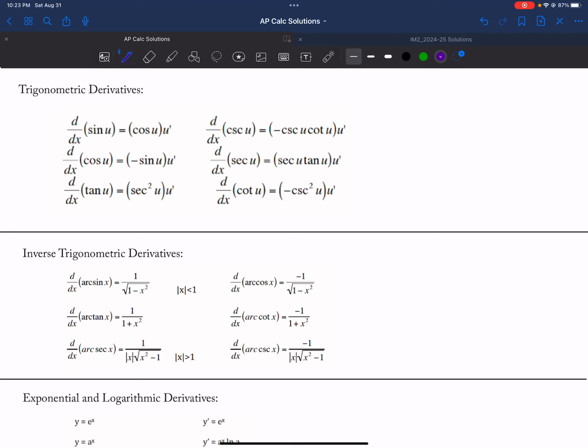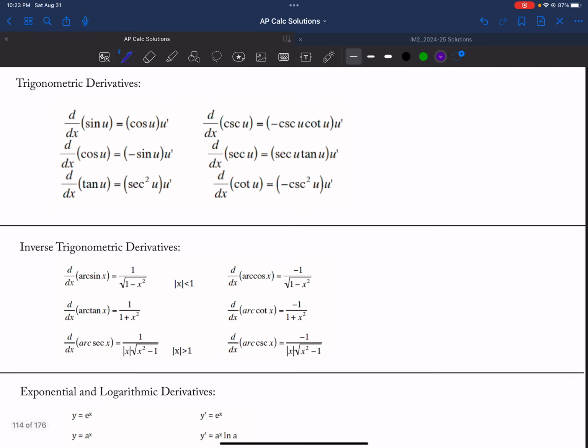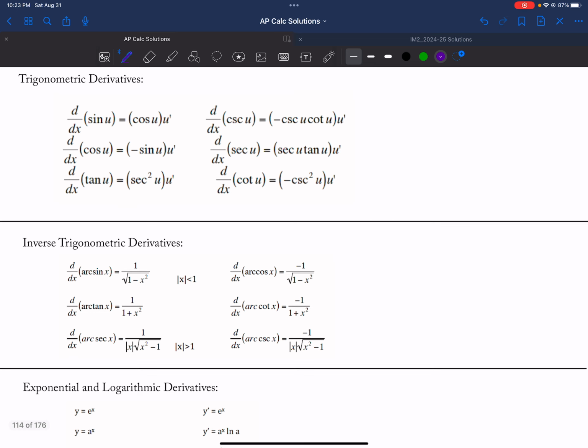All right, so the first section that we did was chain rule related to polynomials. Now we're going to do chain rule related to trig and logarithms and exponentials. And then the one thing we haven't really talked a whole lot about was inverse trig.